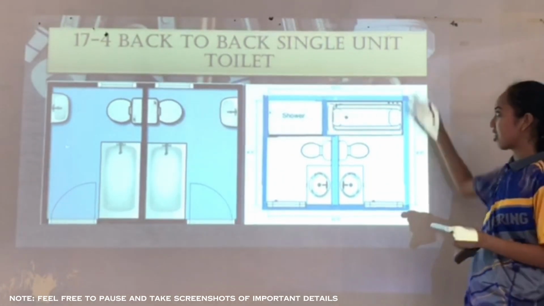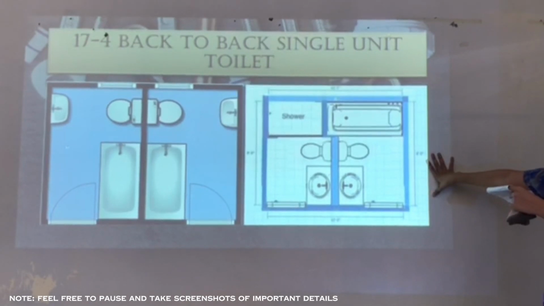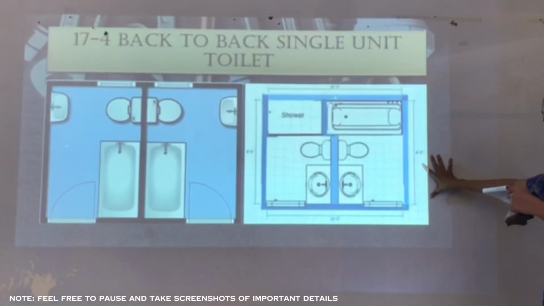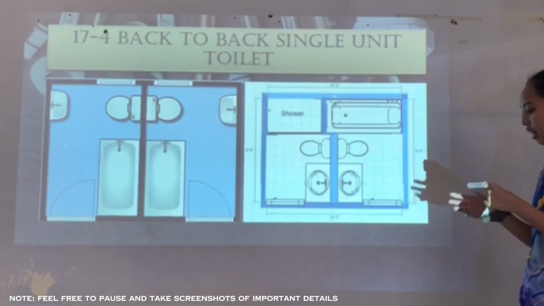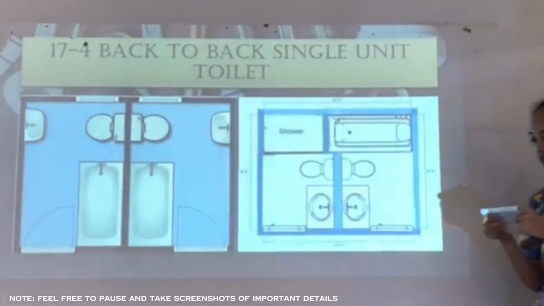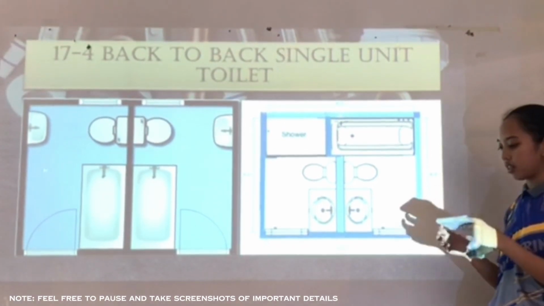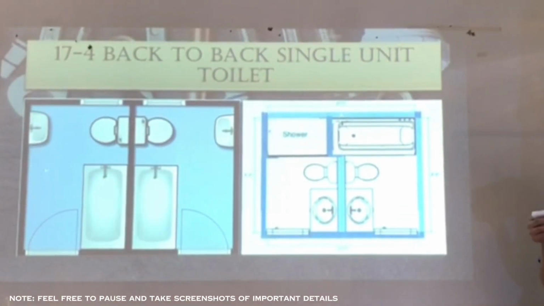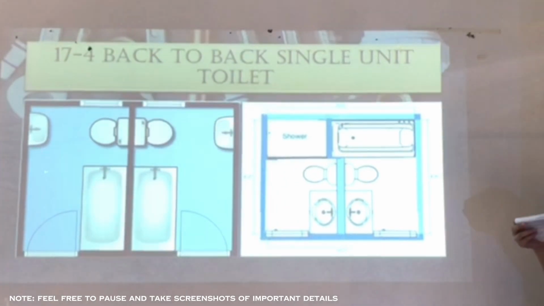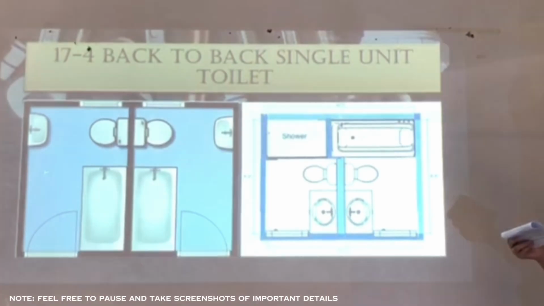So, this is a sample of the actual design. In this arrangement, two toilets are installed on opposite sides of a shared wall. But at the same time, each individual bathroom maintains its own privacy and functionality, ensuring the needs of the occupants are met. Next.